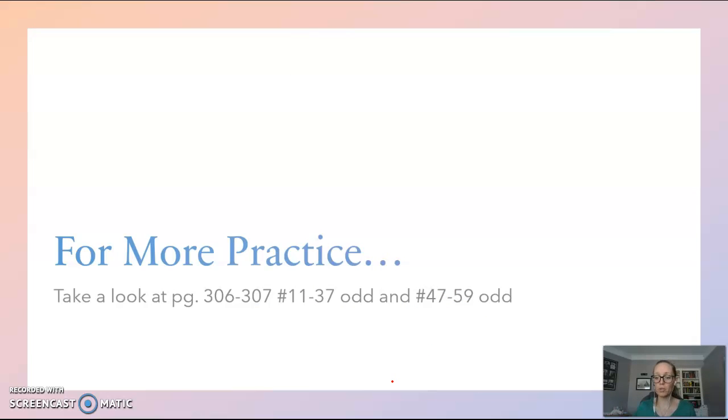Okay, so if you're looking for more practice problems on this, there's plenty of them in the textbook. If you go to pages 306, 307, there's a whole bunch of options there, numbers 11 through 37 odd, and then numbers 47 through 59 odd. Of course, if you have any questions about this, feel free to reach out. Hopefully this was helpful for you guys.